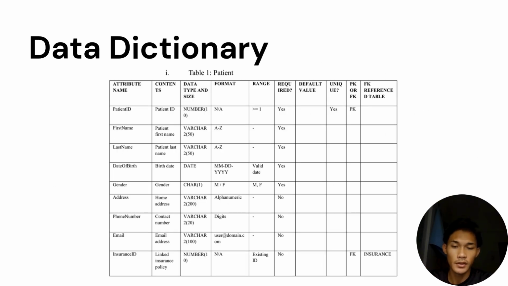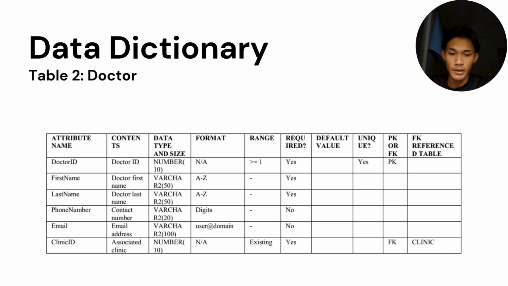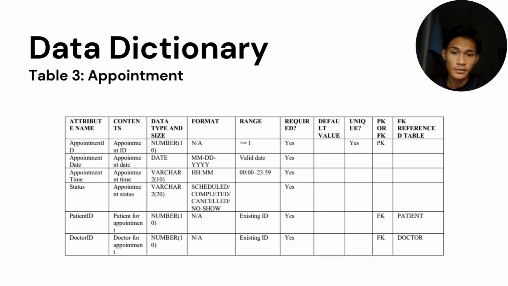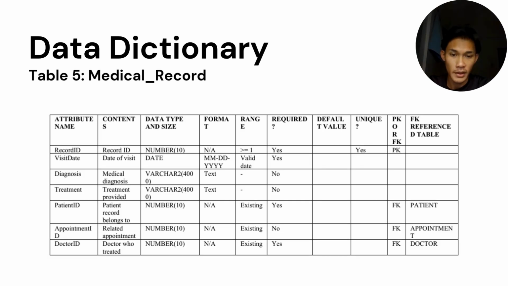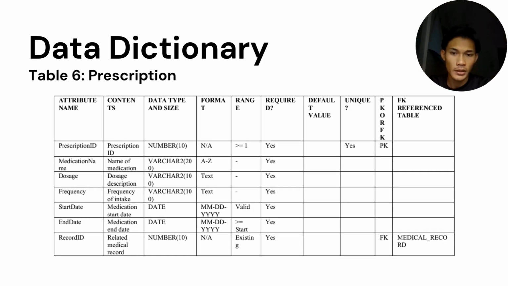So this is the data dictionary for patient table. This is for the doctor table. This is for the appointment table. This is for the bill table. This is for the medical record. This is for the prescription table.